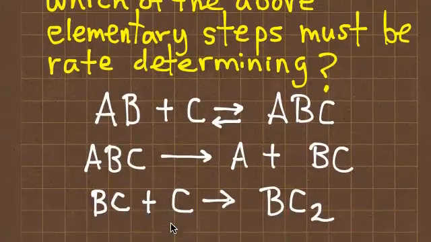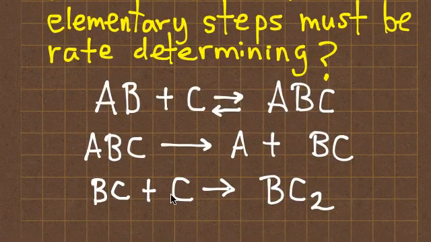And look at my steps. Let's see, AB and C, no. AB and C, no. AB and C, aha. So I'm going to have to bet that one right there, that's a slow step.